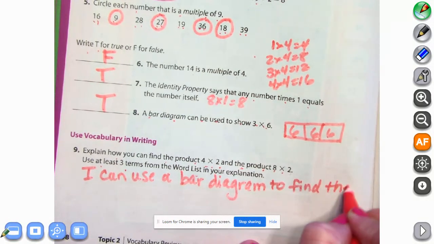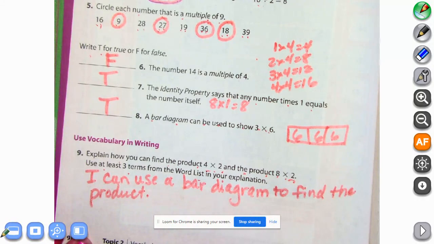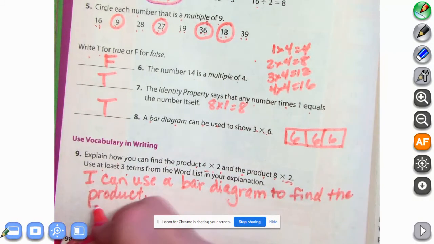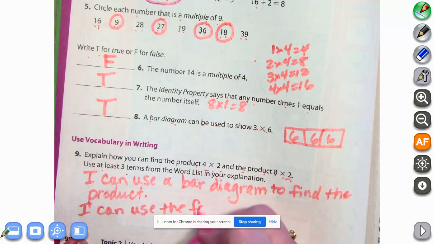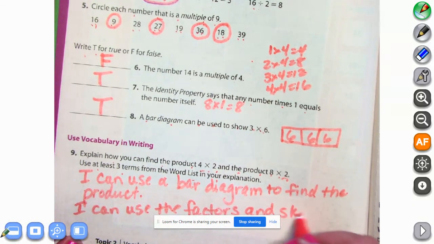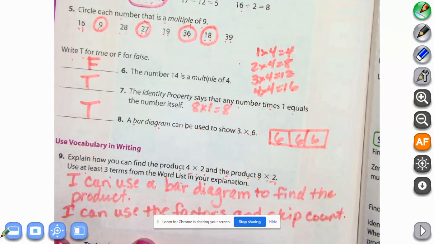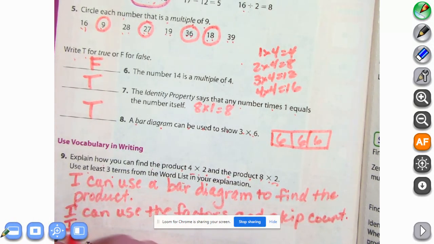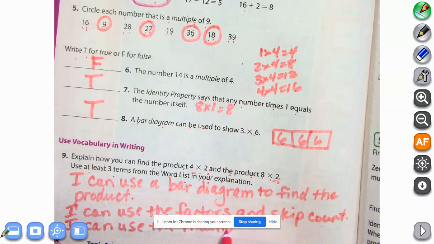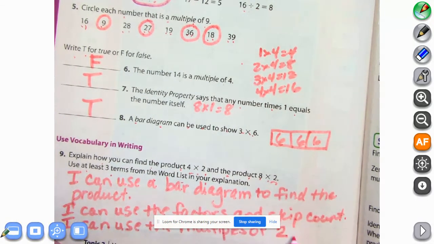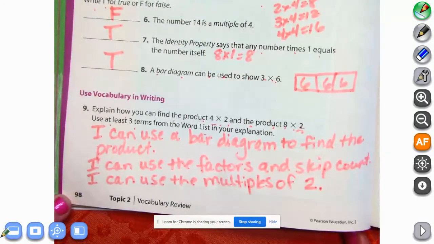To find the product. That's what they want, the answer. I can use a bar diagram to find the answer to both of these. I can also use the factors and skip count. And what else could we do? I can use the multiples of 2, because times 2, times 2. So if I multiply multiples of 2, I can find the product as well.